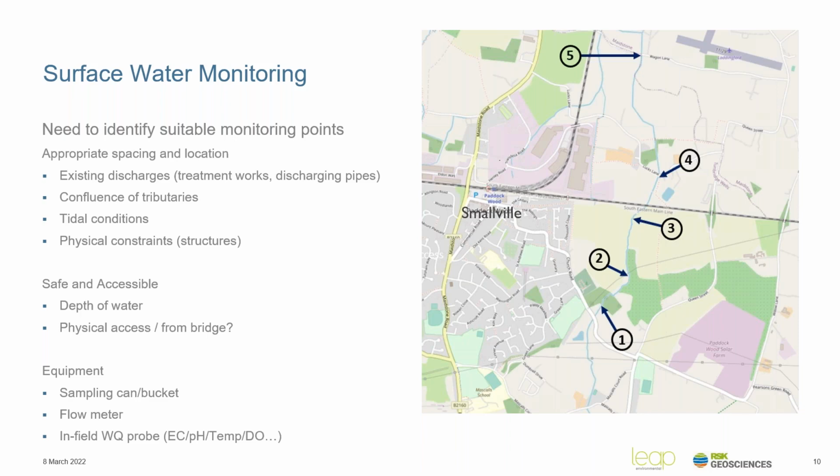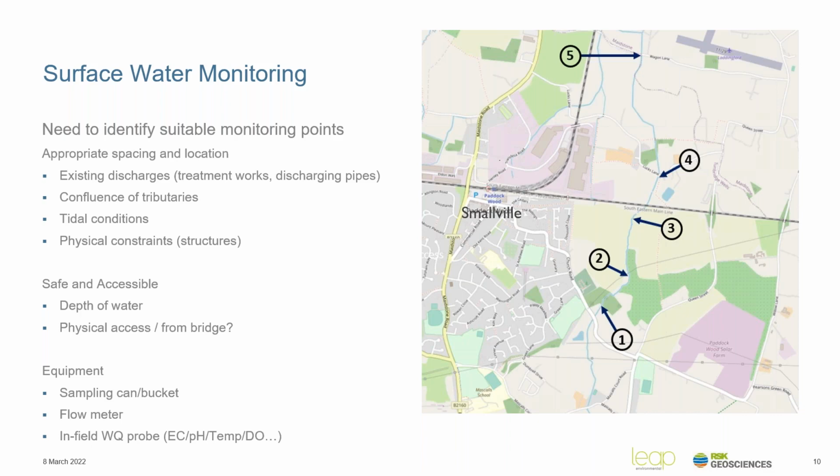So when we undertake surface water monitoring, we're going to have to consider quite a number of things. First, we're going to have to find some suitable locations to take our samples from. We want to look at the spacing and the distribution of those monitoring points. We're going to have to take into consideration whether there's a discharge from an effluent works or something, or a tributary. Do we want to include the sample point above, upstream, or downstream of that point? And how does that fit in with our overall spacing of monitoring points?